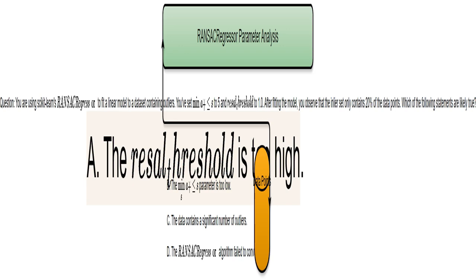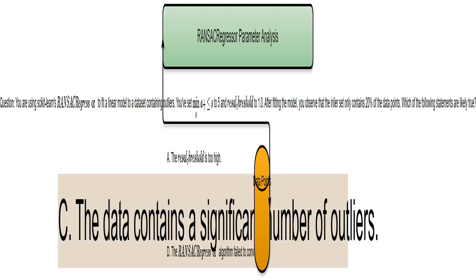It's like setting the bar too low. Many points that are actually far from the line can be incorrectly included as part of the good data points. This would lead to a lower percentage of inliers than expected. Even a perfectly tuned RANSAC algorithm will struggle if the data is overwhelmed with outliers.